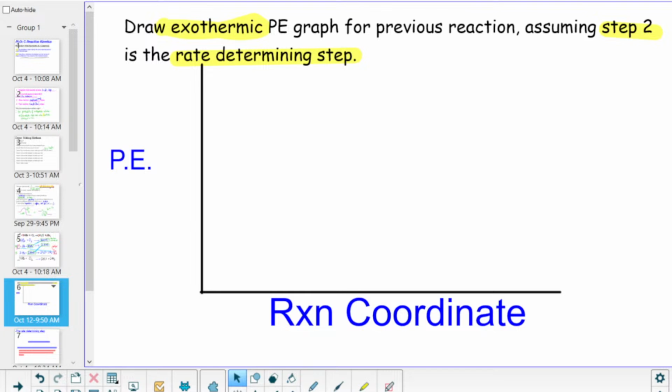You have 3 steps. The second one is not the rate determining step. Technically, I think only your first one is the rate determining step. Now you have 3 steps, but the second one has to be the rate determining step. The rate determining step is the slowest. Because it says, assuming step 2 is the rate determining. So I told you it had to.